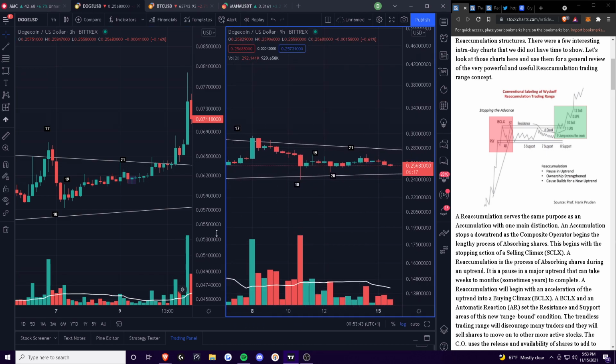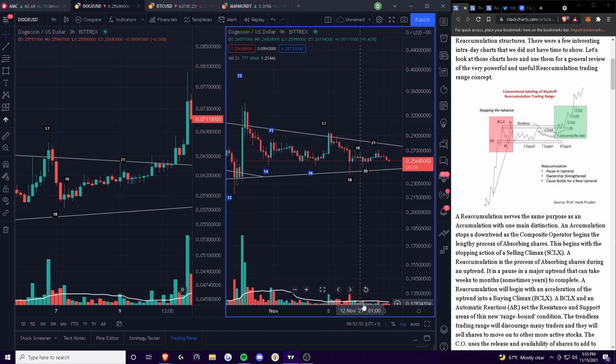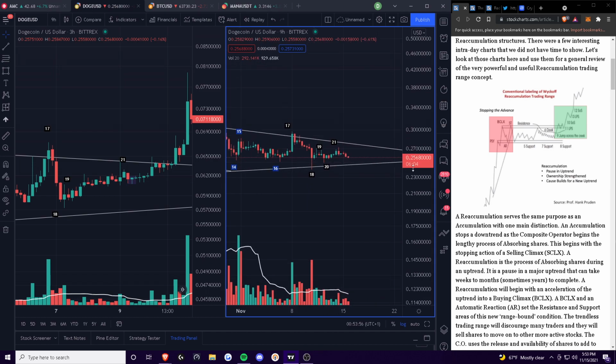This is just how I'm tracking it. It doesn't have to be exact. Like, trust me, bro. But anyway, Doge is nearing another move up. I'm very convicted in this.